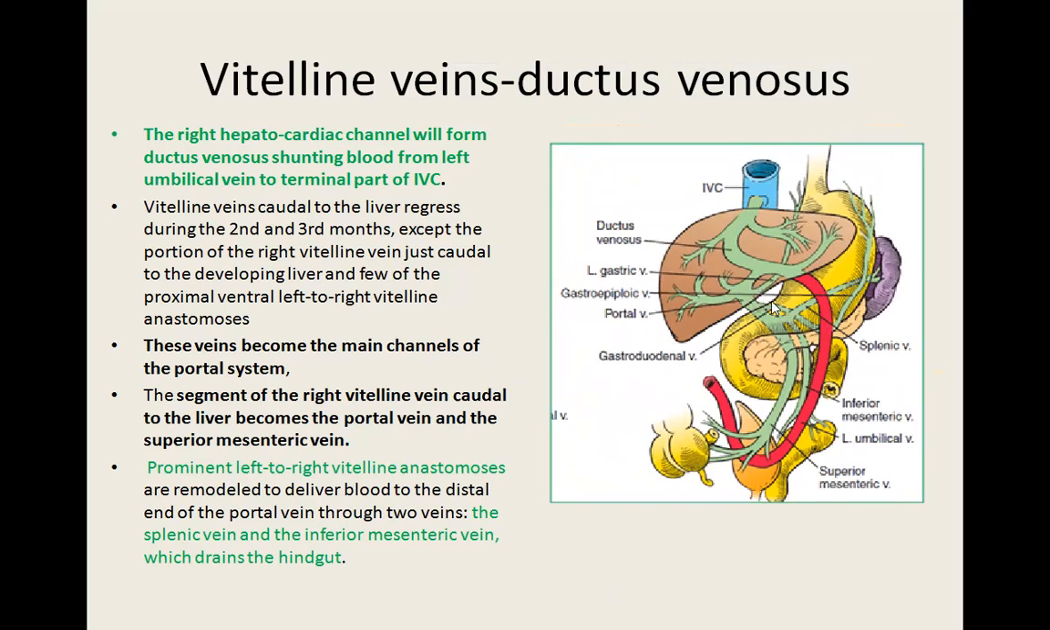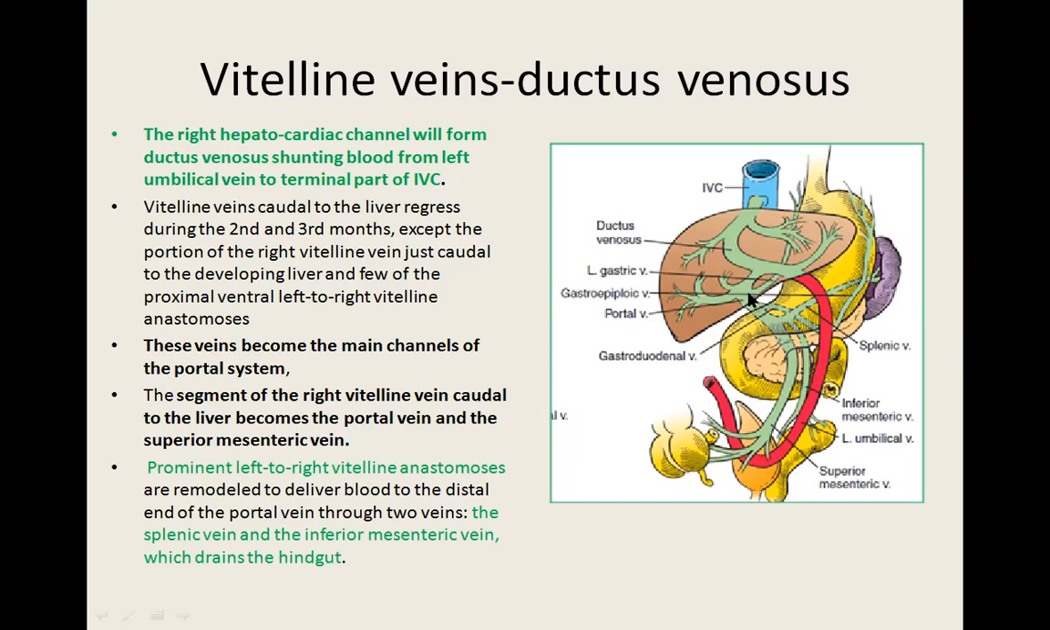Now the vitelline veins caudal to the liver. These are the vitelline veins caudal to the liver, green in color. They will regress during the second and third months, except the portion of the right vitelline vein just caudal to the developing liver. This portion of the right vitelline vein will not regress, and a few of the proximal ventral left to right vitelline anastomoses will also not regress.